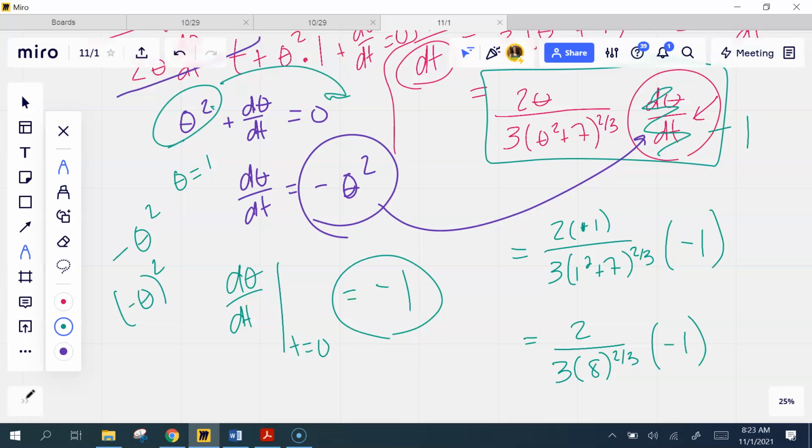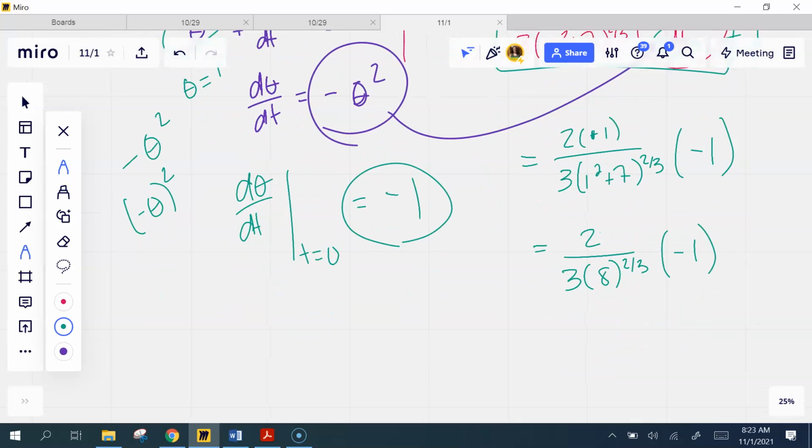What's 8 to the 2/3? Well, I would have to guess that would be around 5. What's the third root of 8? Third root of 8. Squared. Things of that nature. 8 to the 2/3, the third root of 8 squared.